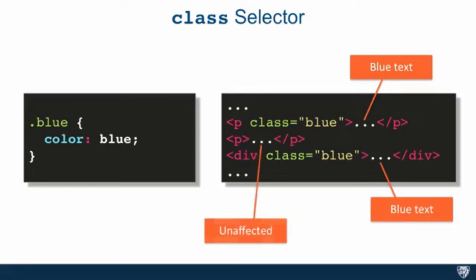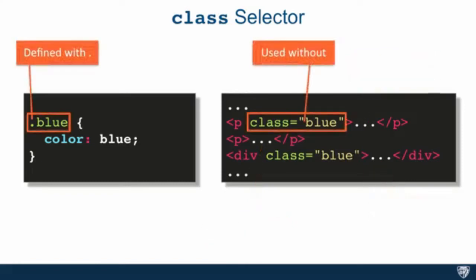Notice that a different paragraph that is not marked with attribute class equals blue is completely unaffected by this. Note the difference between the way you define a class and the way you use the class. You define the class always with a dot in front of the name.